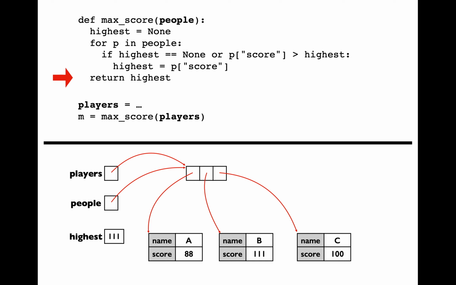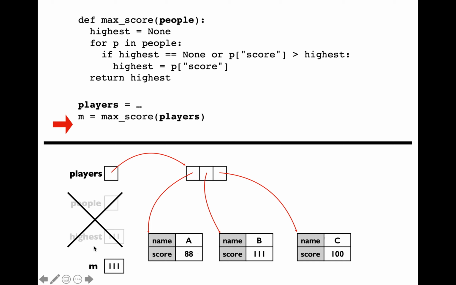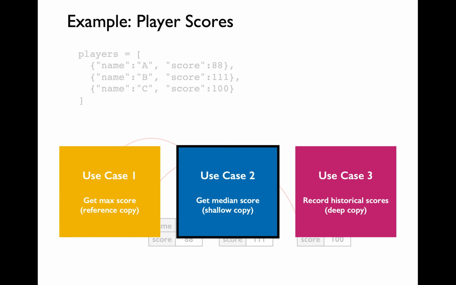So after you execute this particular function call, your highest variable is going to store the maximum score, which is 111 here. And when you return it, you're going to get rid of the people and the highest variable boxes, which will be inside the max_score function call frame. And the m variable in the global frame is now going to contain a reference to the integer object 111. Let's go through use case scenario 2, which is for shallow copy.